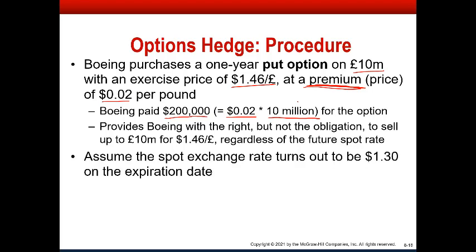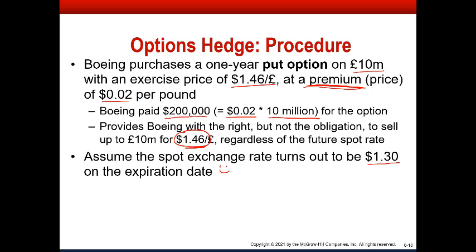Assume now that the spot rate turns out to be $1.30. So the value of the pound has fallen considerably on the expiration date. Well, Boeing is now protected because they can sell their 10 million pounds at that locked-in price of $1.46. So Boeing's really happy if this is how things turn out.